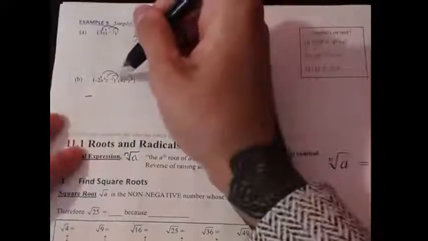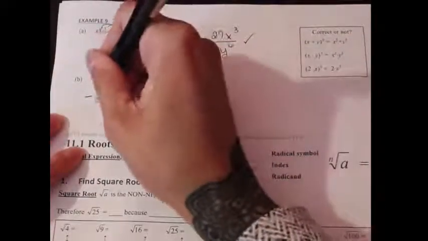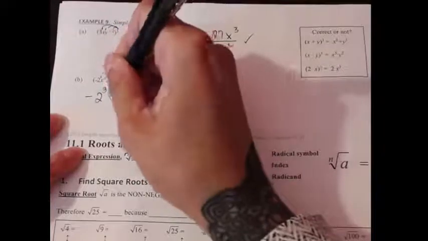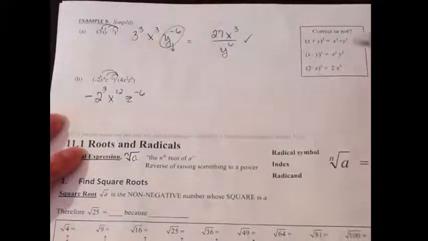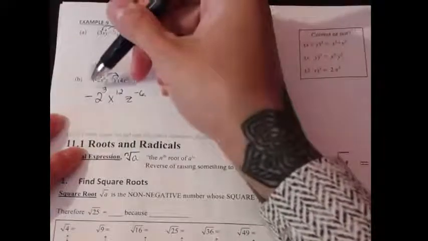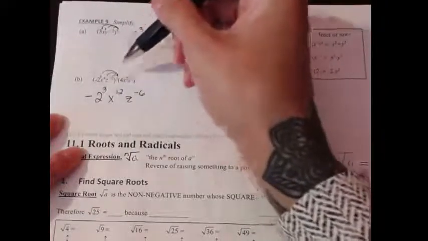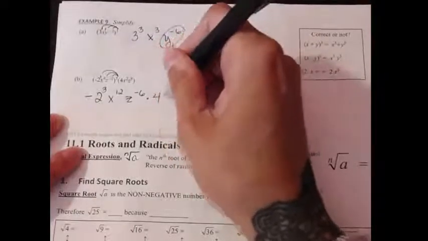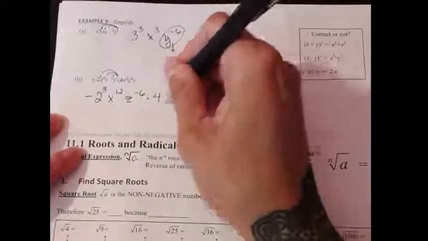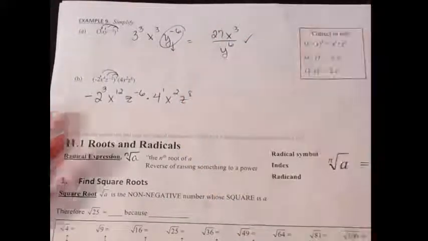So we're going to now distribute power times power. We get 2 to the third, x to the 12th, z to the negative 6th power. Now, I'm multiplying this entire set of parentheses by the 4x squared z to the 8th. So it's still all just a product. So 4 to the first, x to the second, z to the 8th.